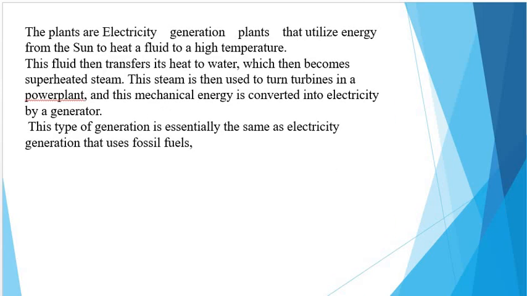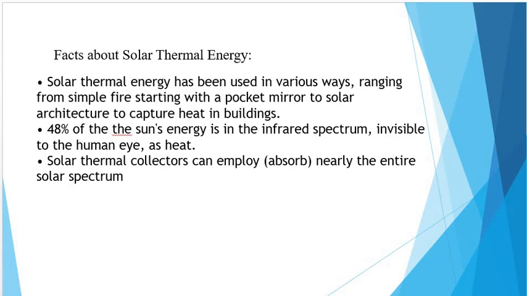The plants produce electricity by utilizing the energy from the sun to heat a fluid to a high temperature. This fluid is then transferred to heat water, which then becomes superheated steam. The steam is used to turn the turbine in the power plant, and this mechanical energy is converted into electricity by the generator. The principle is the same as the electricity generated by using fossil fuels.